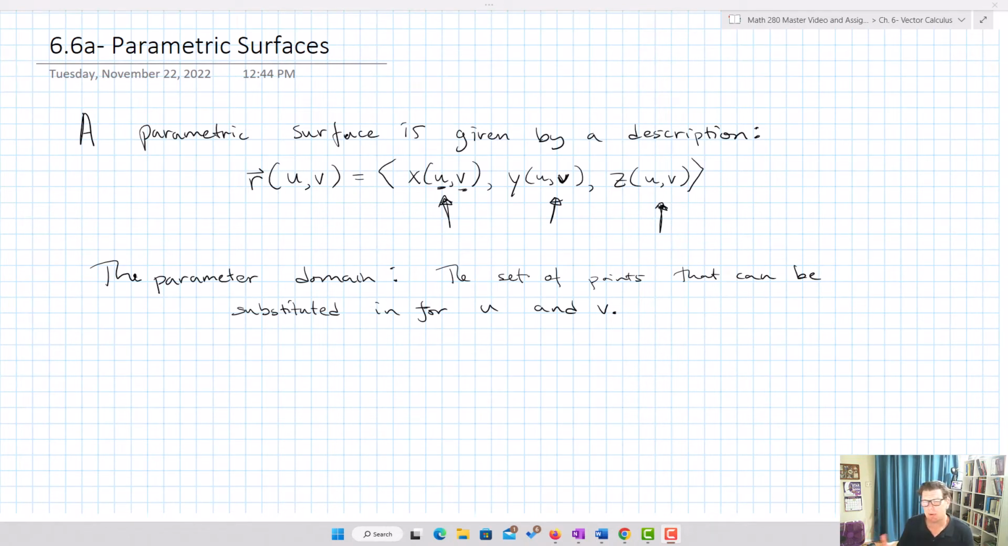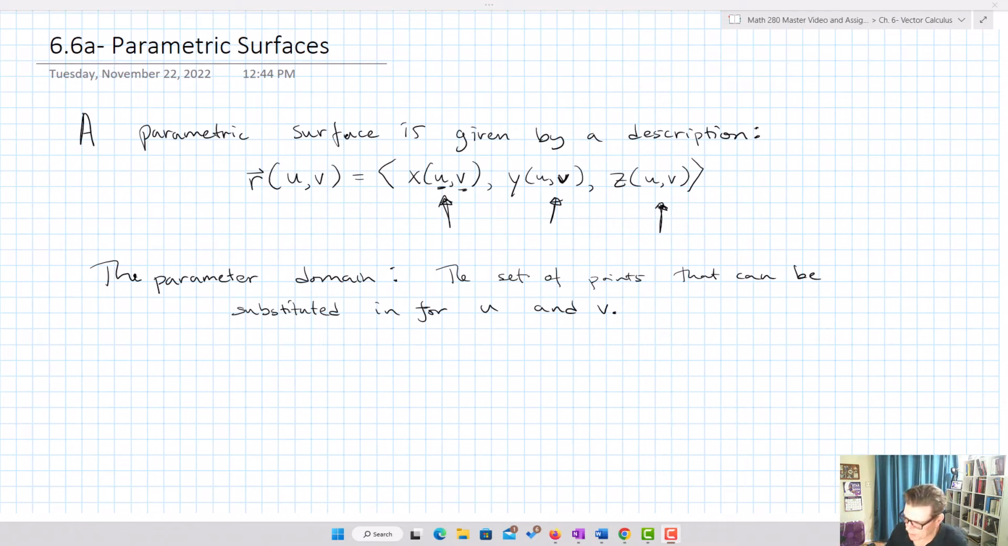In the case of the parameter domain, think of it like the value t inside of, say, a line or a curve. It says, I'm going to follow this curve from this endpoint to this endpoint. Now we're going to define u and v to tell me where I start my u's, where I stop my u's, where I start my v's, and where I stop my v's.